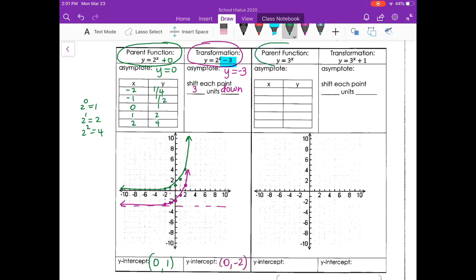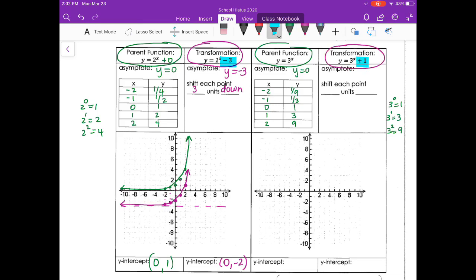For this second example, we're graphing the parent function y equals 3 to the x. The base value is 3, so we'll be working with powers of 3. 3 to the 0 is 1, 3 to the first is 3, and 3 squared is 9. For the other side of the table in the negatives, we'll flip the numerators to the bottom to get 1/3 and 1/9. Our asymptote will be y equals 0.